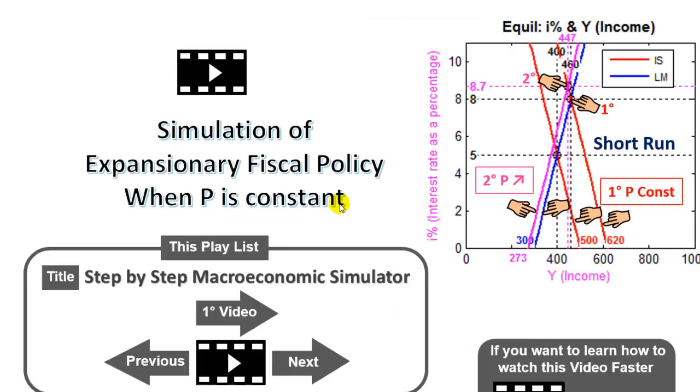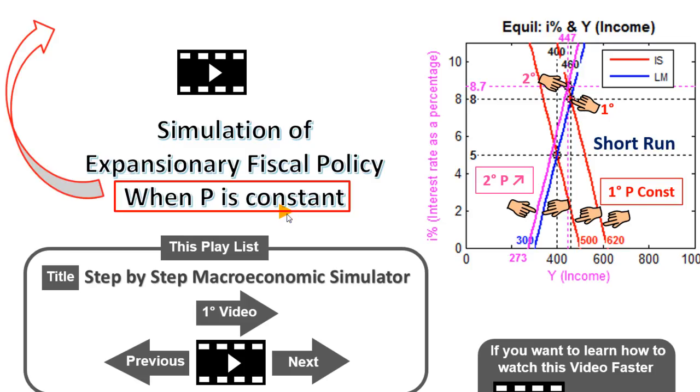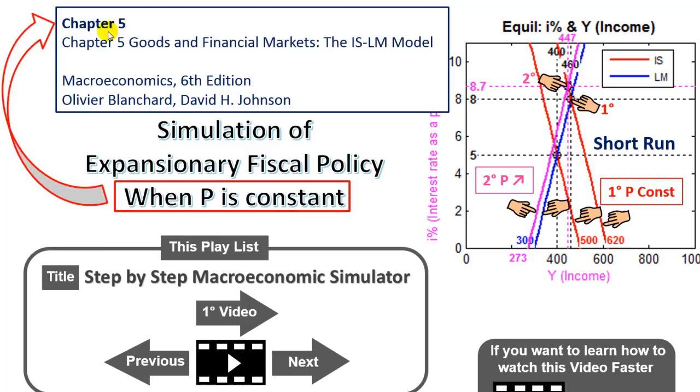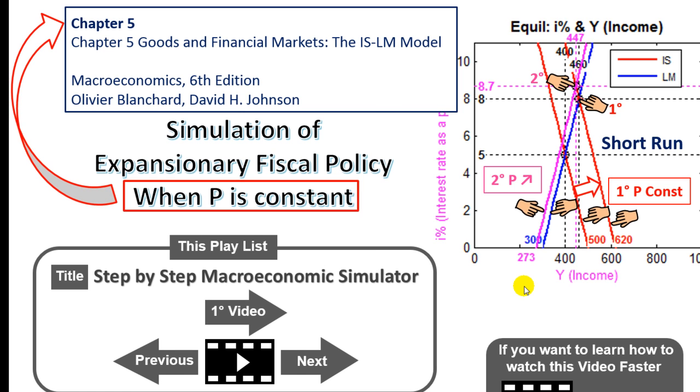But as we are dealing with this case, P constant, which is the assumption used in chapter 5 of the literature that we are using, then in this video we are going to see the first effect. We are going to see this shift. Okay, so let's get started.